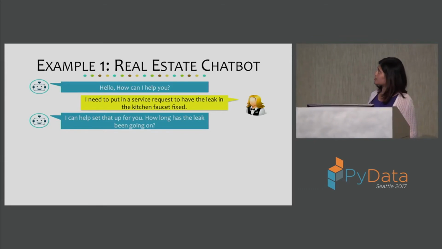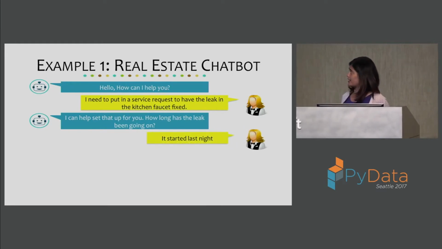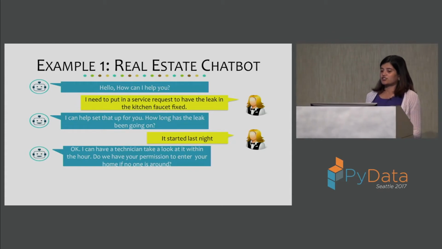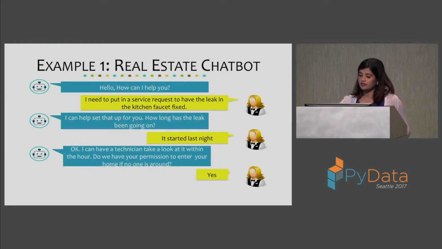This is interesting because the system looks at the duration. When there's a leak, you want to know how long something's been going on to determine the urgency of that leak. It started last night. Well, the system deemed it to be very urgent, and it said, well, I can have a technician take a look at it within the hour, because if it's been happening overnight, it's probably a big deal. Do we have your permission to enter the house when no one is around?